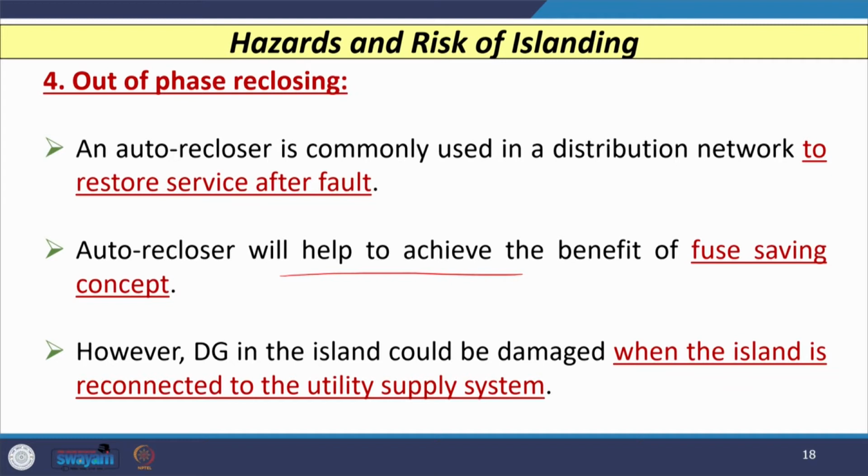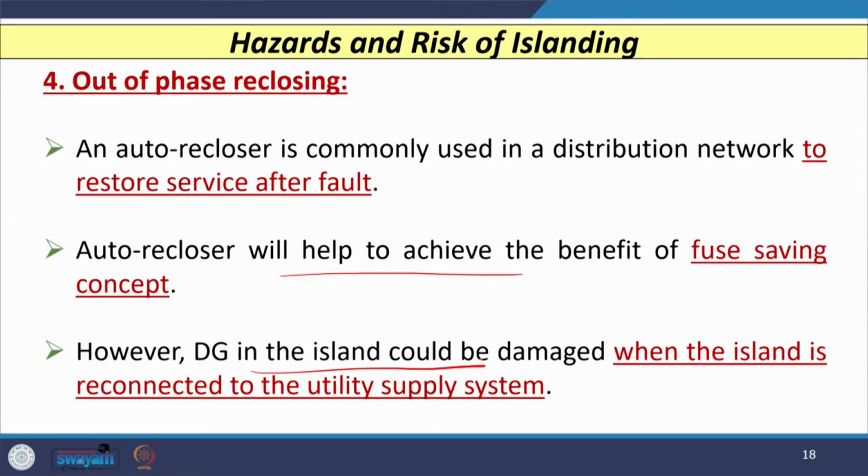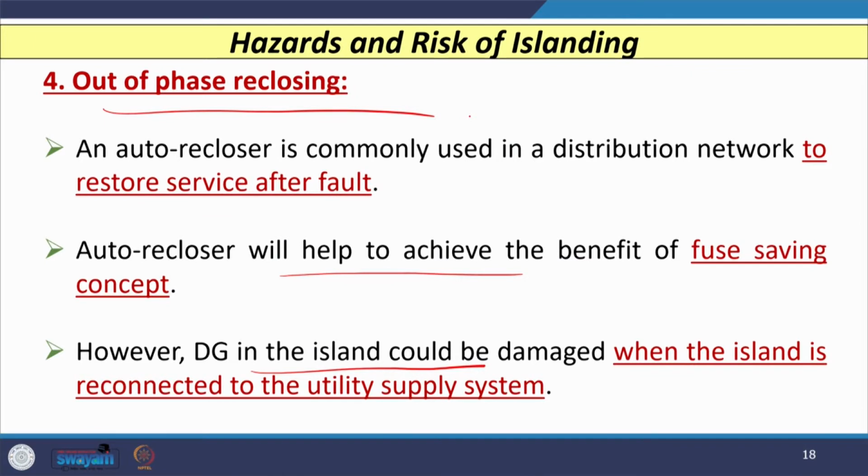We have discussed earlier that when we consider the auto recloser, that means a breaker with reclosing facility, and if we have a fuse, then the characteristics of recloser and fuse are coordinated with each other, and for any temporary fault, the recloser in fast mode should operate first, whereas the fuse will operate later on, and this is known as the fuse saving concept. We have also discussed that when DGs are connected, this coordination may be lost. However, a DG in the island could be damaged when the island is reconnected to the utility system or network. Now, the question is, whenever an island is formed and you want to use the reclosing concept, we know that the island is formed and we want to reclose the circuit from the islanded network back to the grid, then because of this out of phase reclosing phenomenon, your system may be damaged.